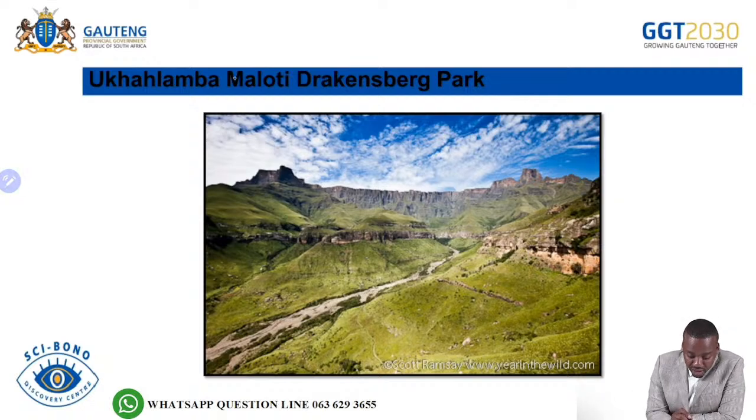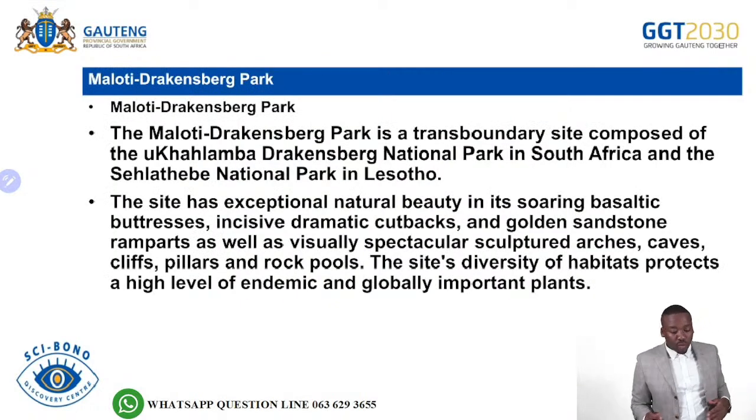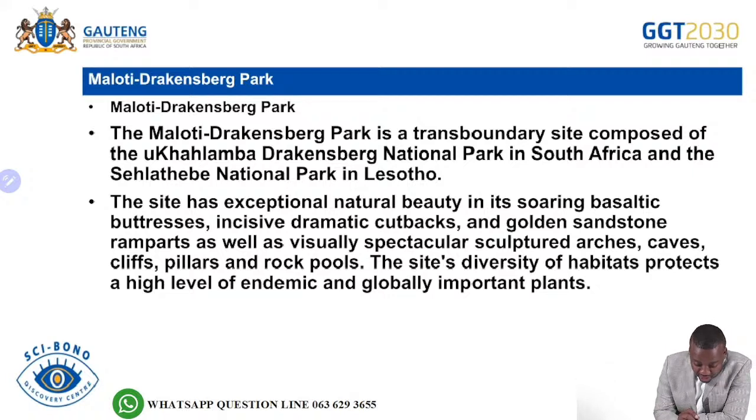Then we have Ukhahlamba Drakensberg Park, right? This is the mountain between what? South Africa and Lesotho. Obviously, in Lesotho, it is known as what? Maluti. But in South Africa, it is what? Drakensberg, Ukhahlamba Drakensberg Park. So, Maluti Drakensberg Park, this is how you must write it on your papers if they ask you about it.